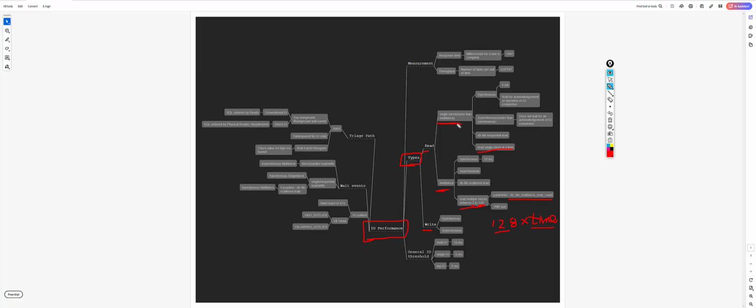Why? Because only one block will be read. Just imagine if I read only one block, then the time will be less, right? But if I read 128 blocks at a time, then there will be multiples of this one block, right? So systems where bandwidth or throughput is very important can keep 128, right?